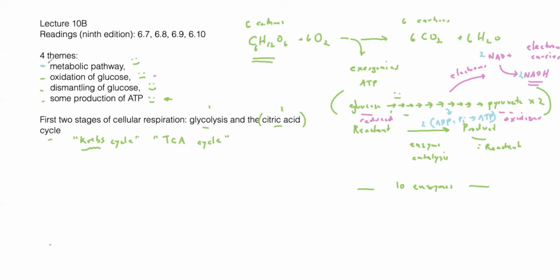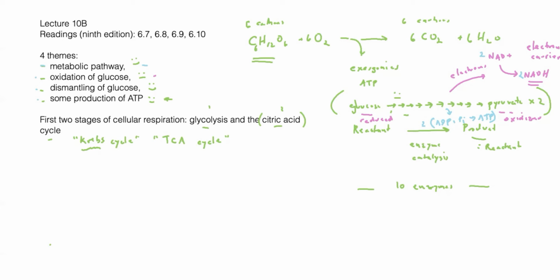We'll be looking at the metabolic pathway of glycolysis. Remember that happens in the cytosol. We'll be looking at the metabolic pathway of the citric acid cycle. And in each one of those, we should be able to account for a little bit of oxidation, a little bit of dismantling, some ATP production. Okay, ready?